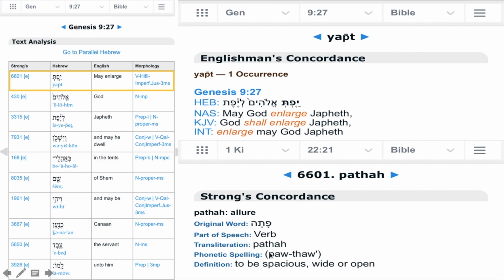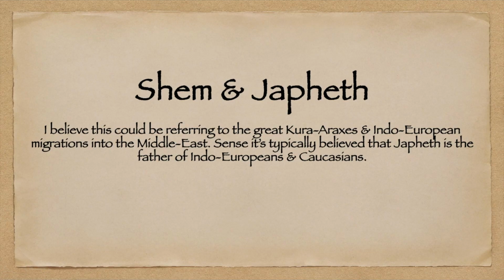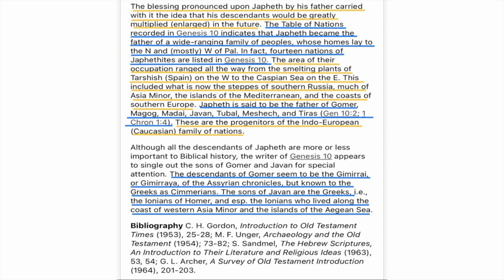Pronounced patha, to be spacious, wide, or open. And this is again from Strong's 6601, from Genesis chapter 9 verse 27. It says, may God enlarge, Hebrew word patha, to be spacious or wide or open. I believe this could be referring to the Great Migration, the core or axis migration, and the Indo-European migrations into the Middle East, since it's typically believed that Japheth is the father of Indo-Europeans and Caucasians.